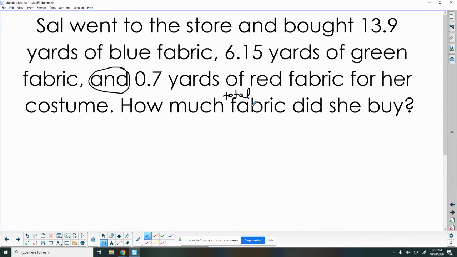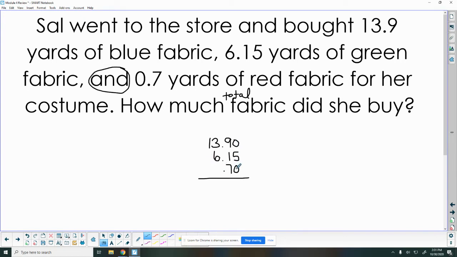So why don't you see if you can try that problem there and then come back and see if your answer matches mine. So I'm going to line up 13.9 and 6.15 and 0.7. So you can notice all the ones are lined up, all the decimals are lined up, all the tenths are lined up. And I'm going to put some zeros at the end so they all end in the same place. I could put zeros here if I'd like, but I don't need to.